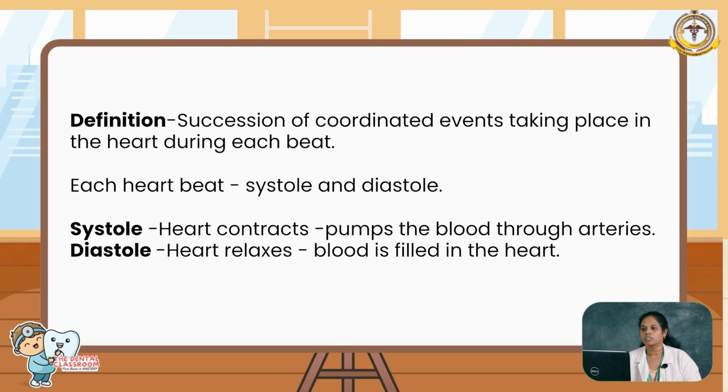So with this, we are starting with the cardiac cycle. The definition of cardiac cycle is the succession of coordinated events that takes place in the heart during each heartbeat. Succession is nothing but happening one after another. Coordination means there is always a coordination between your atrium and ventricle. What coordination, I will explain now. When I say one heartbeat, that includes one systole and one diastole of the heart.